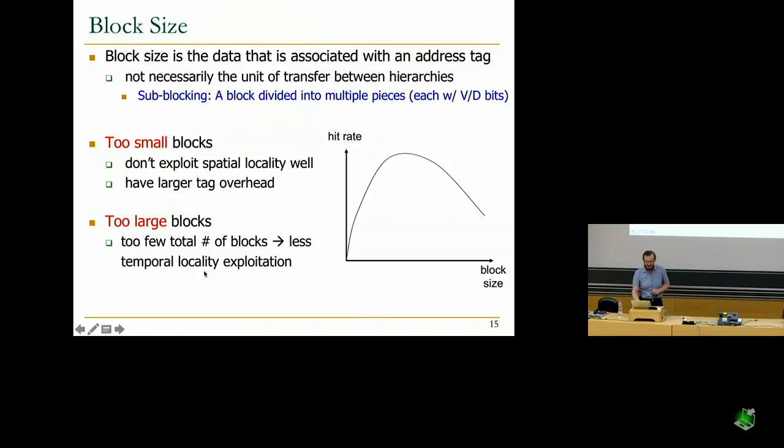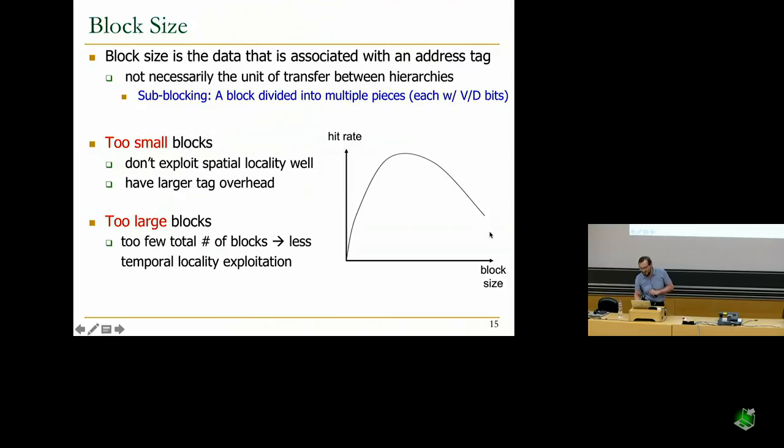As a result, you exploit spatial locality really, really well in this block if it exists, but temporal locality, if you're touching two different parts of memory and they're separated from each other by a 1 megabyte address space, too bad, right? You're storing only one block. As a result, you have a curve that looks like this, basically. As your block size increases, your hit rate plateaus at some point. There's an optimal block size. Of course, this depends on the application.